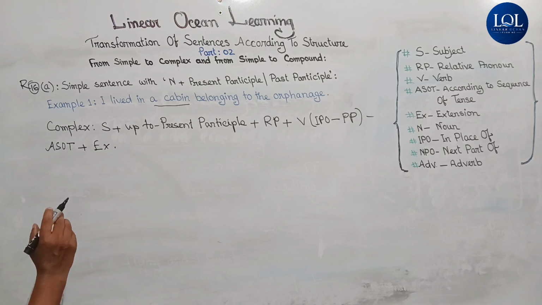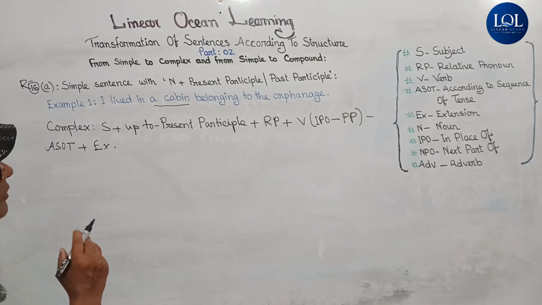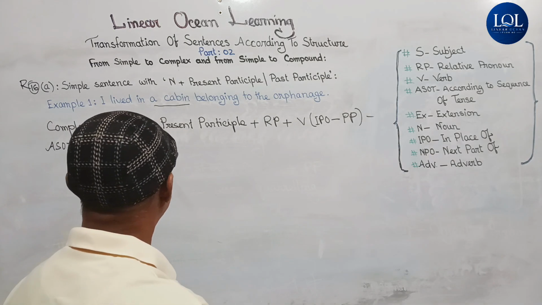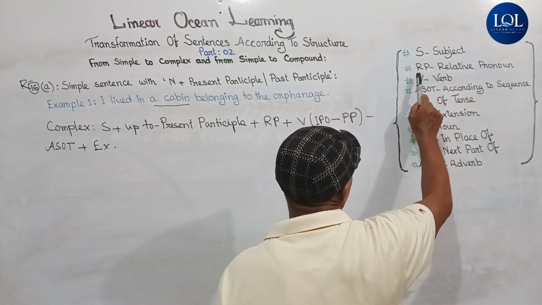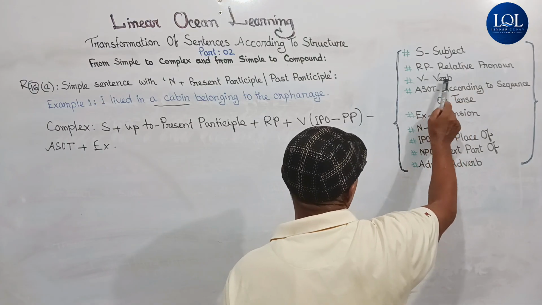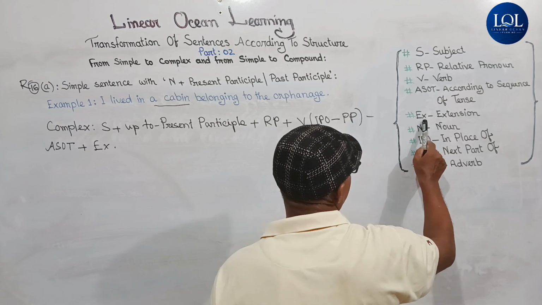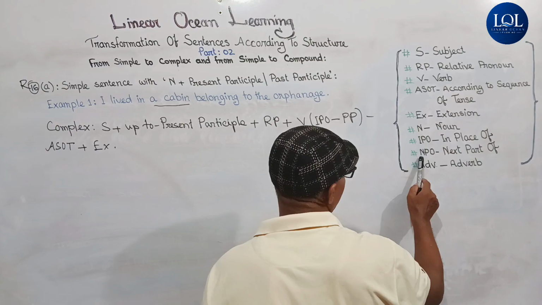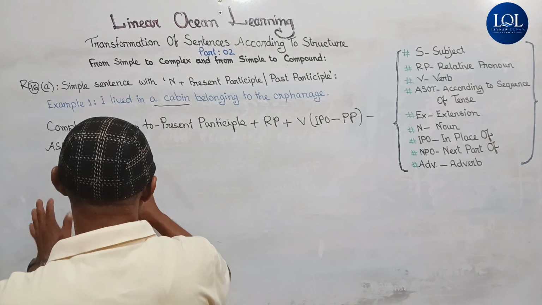If we follow the structure, then the complex sentence will be, but before that, I would like to elaborate some abbreviations that I have used in my structure. Here, S means subject, RP means relative pronoun, V means verb, ASOT according to sequence of tense, EX means extension, N means noun, IPO in place of, NPO next part of, ADV adverb. Now let us follow the structure.